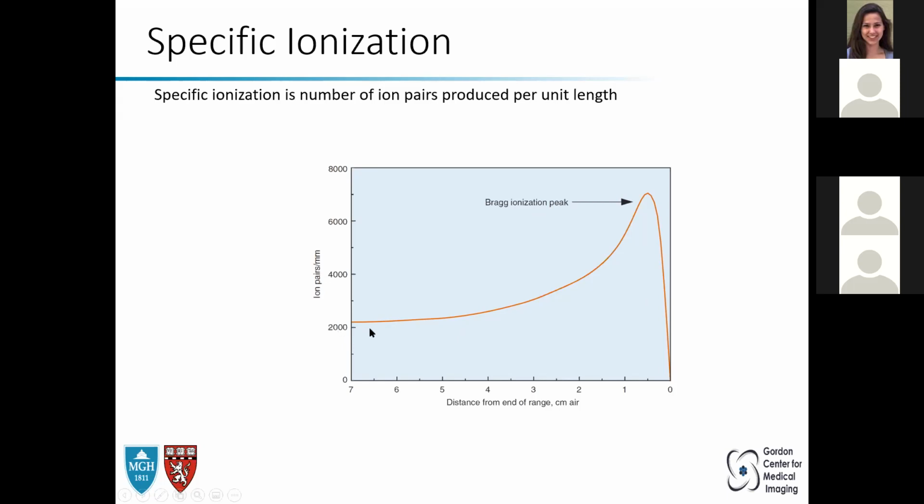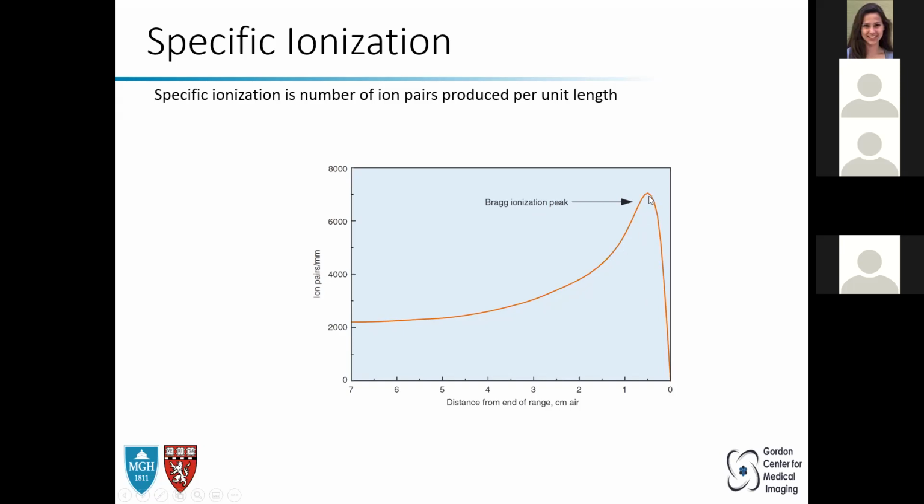So as it's traveling through tissue, it's going to be producing some level of ionizations, doing some amount of possible damage to the tissues it's traveling through. But as it slows down through tissue, the specific ionizations are going to increase as it reaches the end of its path and deposit almost all of its energy in a pretty narrow window near the end of its path.